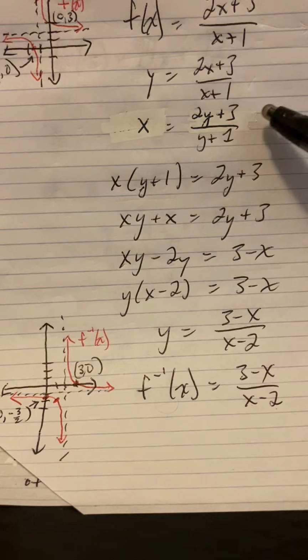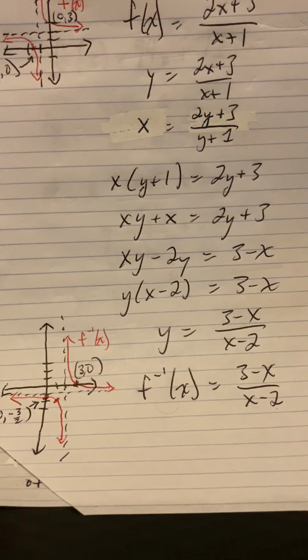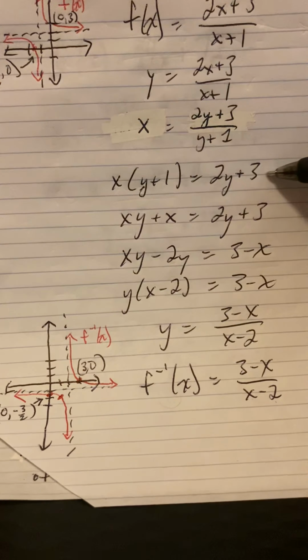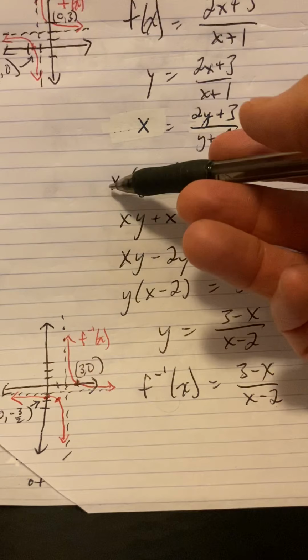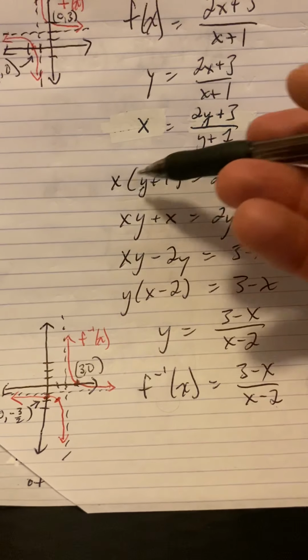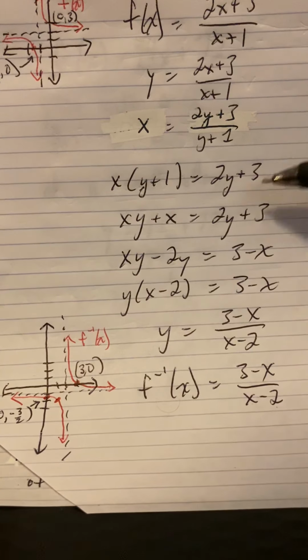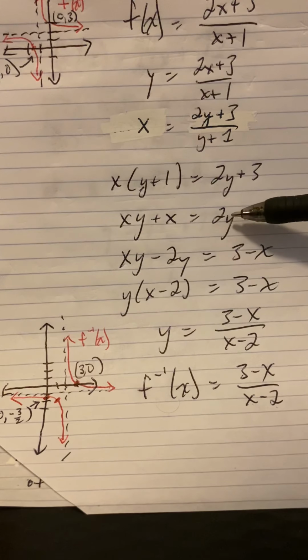So the first step is to multiply both sides by this denominator. So I multiply this by y plus 1 and it cancels and leaves me just the numerator. And I multiply this by y plus 1. Now I distribute the x and get xy plus x. Now I'm trying to solve for y. So I need to get all the y's on the same side.